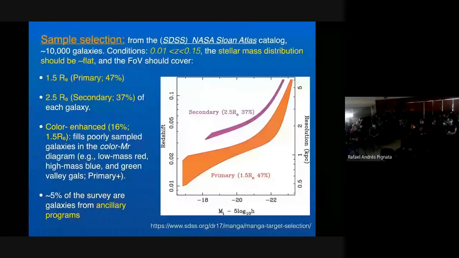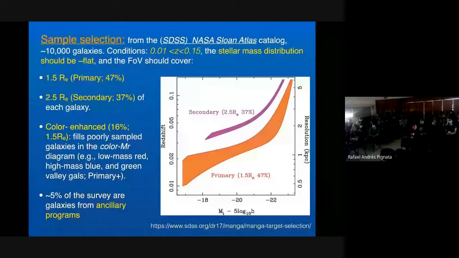The sample selection, again, is not working. Okay. The sample selection of MaNGA is in fact a little tricky. We observe galaxies up to redshift 0.15 with a stellar mass distribution that should be flat. This is the main thing.